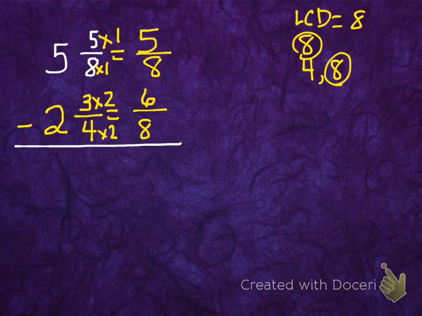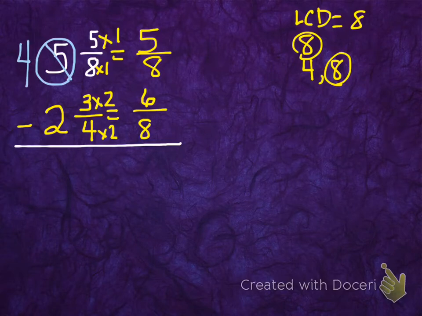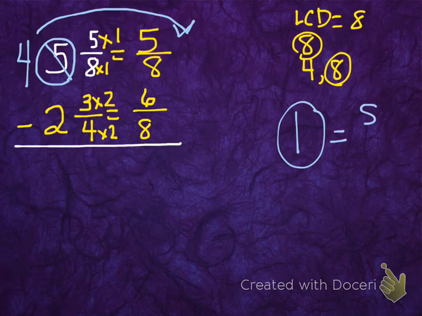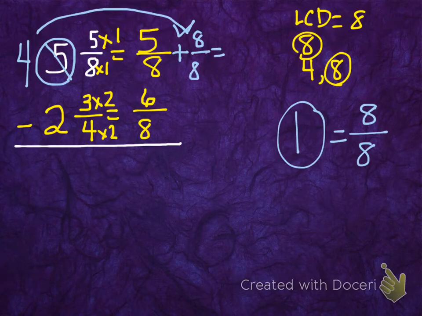regroup. So I'm going to take 1 from here. That is going to become a 4. Now that 1, this one right here that I took from this one, I'm going to give it to this fraction. But to make it easy to add, I'm going to convert this fraction into 8/8. 8/8 is equal to 1. It's the same value. So I'm going to add 8/8. So let's add 5 plus 8. 8, 9, 10, 11, 12, 13 eighths.